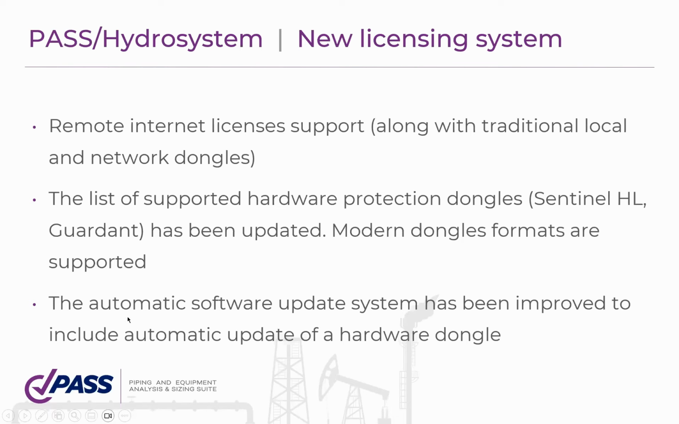And we also upgraded our automatic software update system. It's been improved, and it now allows you to automatically update hardware dongles too. So for instance, if a new version of HYDROSYSTEM is released and you need to update your hardware dongle, all you need to do is run HYDROSYSTEM, and if your PC is connected to the internet, HYDROSYSTEM will find this update and, if necessary, automatically update your hardware dongle if you use one. So starting with HYDROSYSTEM 4.6, everything will be a lot easier than it was before.